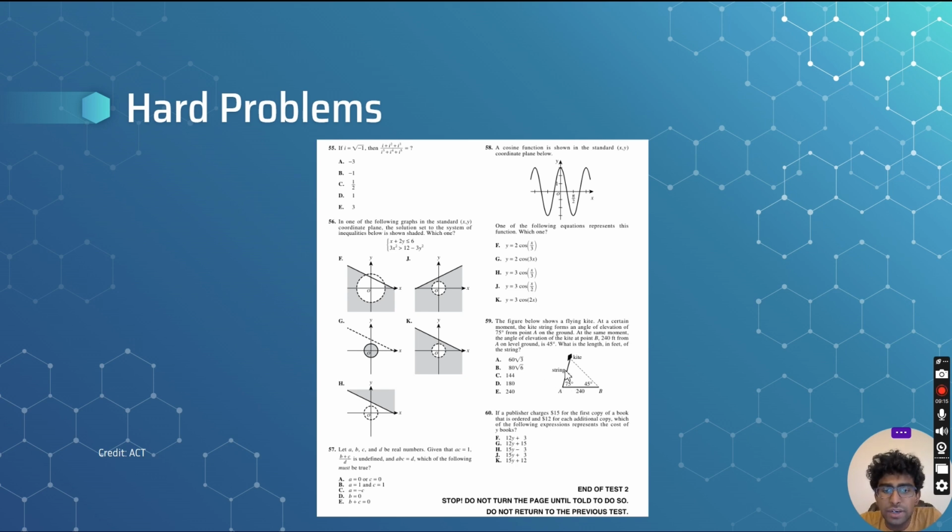59, you have the kite forming a straight angle of elevation 75 degrees. You also have one that's 45 degrees. What's the length in feet of the string? So this one you would probably use trigonometry, because you have an angle measure, you have a side, and then you're trying to find this length of the string here.